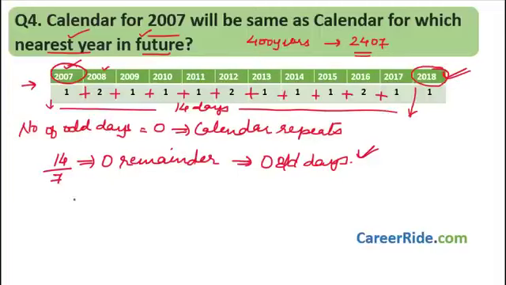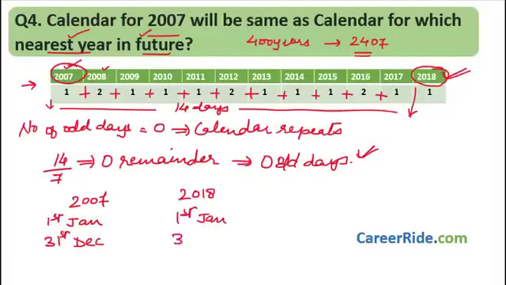Why? Understand it here. 2007 is a non-leap year, which means its 1st January and 31st December fall on the same day. 2018 is also a non-leap year, so its 1st January and 31st December would fall on the same day. But had this 2018 been a leap year, in that case its 1st January would fall on the same day as 2007, but 31st December would get extended, right, by 1 day.